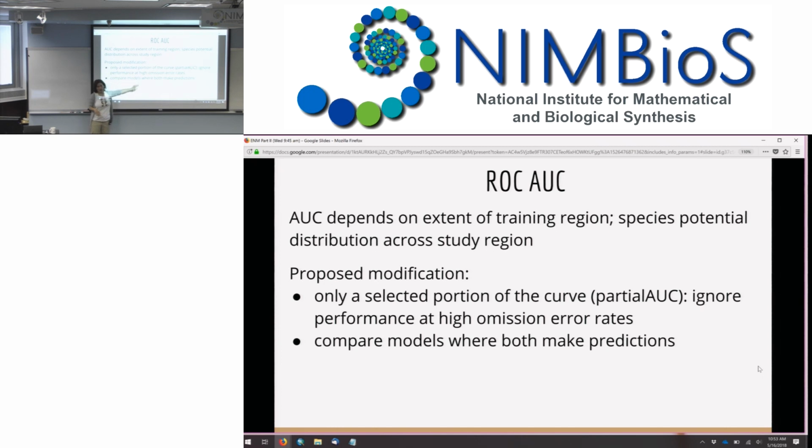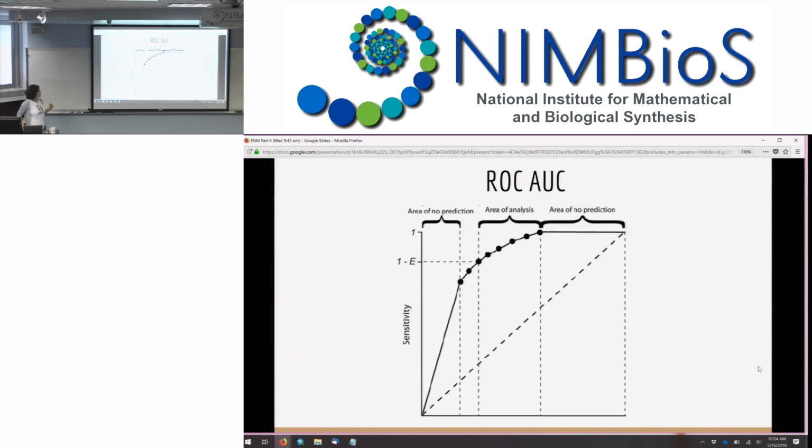We want low omission error, so we shouldn't look at the portion of the curve that includes high omission error. And then make sure that when you are comparing multiple models, a general linear model, I don't know, a card, those models can actually predict to the same extent. The relative total area is constant when you compare models. So this is what it looks like.